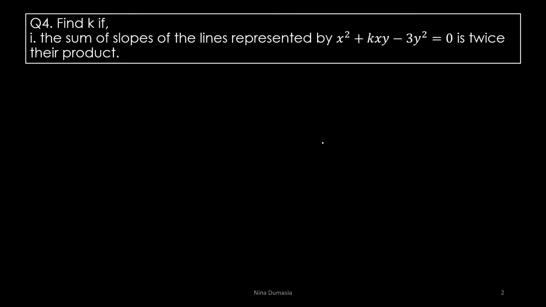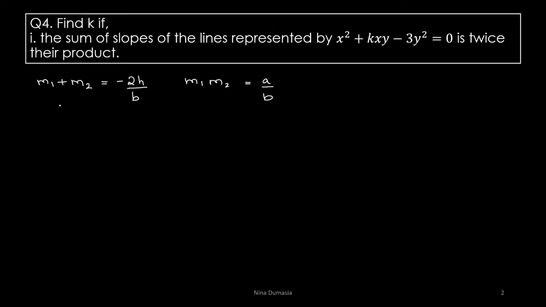Find k if the sum of the slopes of the line represented by x square plus kxy minus 3y square is equal to 0 is twice of their product. तो यहाँ पे सम ऑफ द स्लोप्स के लिए हमने देखा एक फॉर्मूला, it is -2h by b, and for the product of the slopes it is a by b. Okay, so we already know this, that m1 plus m2, if m1 and m2 are the slopes of the two lines, then this is equal to -2h by b, and m1 into m2 is equal to a by b.